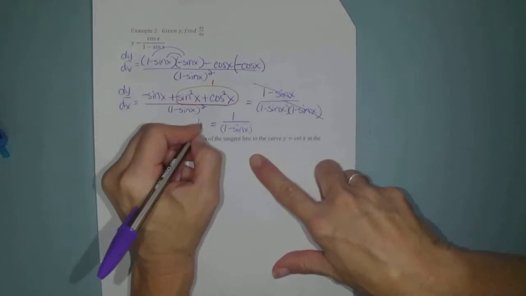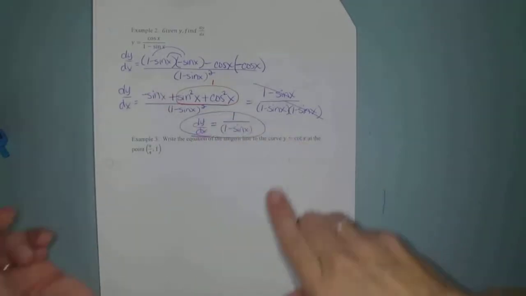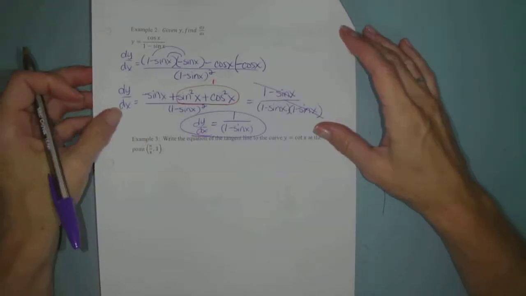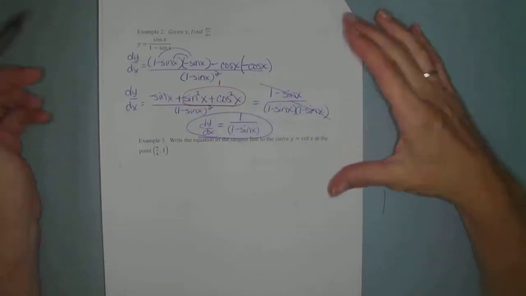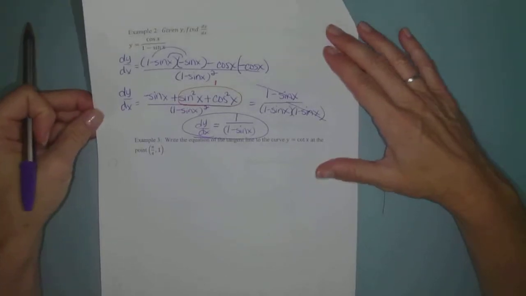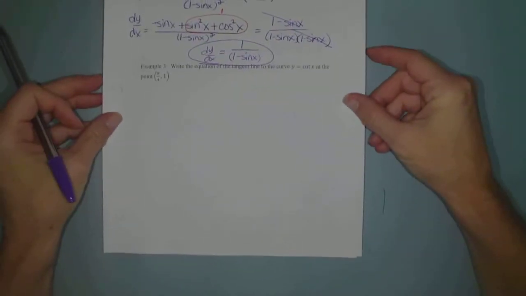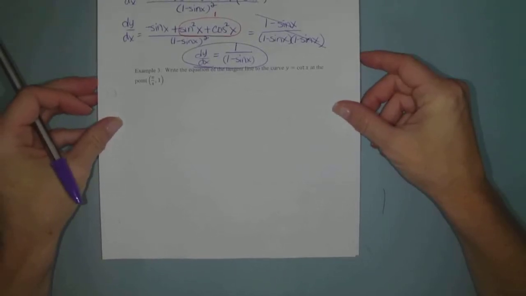And that's going to be dy dx. Final answer. So that one was a little bit more involved. You had the quotient rule, the trig identity, the simplification. So some of these get a little bit more involved. Okay, let's take a look at example 3. They want us to go even further on this one.